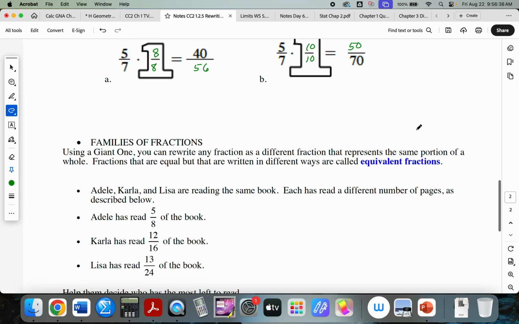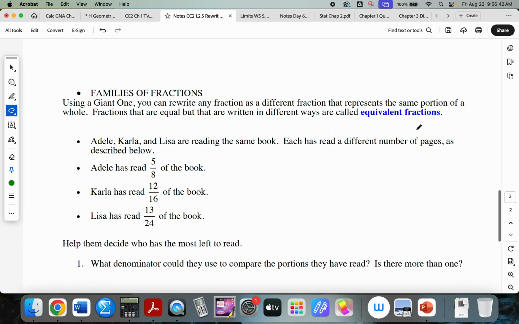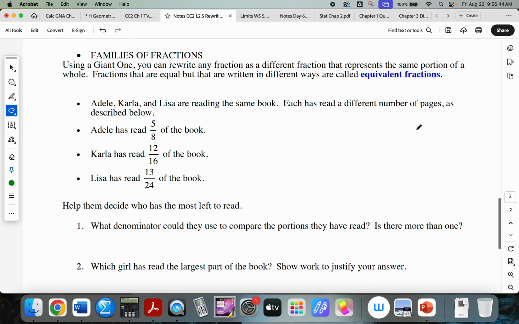So this lets you find what are called equivalent fractions. So using a giant 1, you can rewrite any fraction as a different fraction that represents the same portion of a whole, the same fraction of the whole number. Fractions that are equal but that are written in different ways are called equivalent fractions. They have the same value, they just look different.